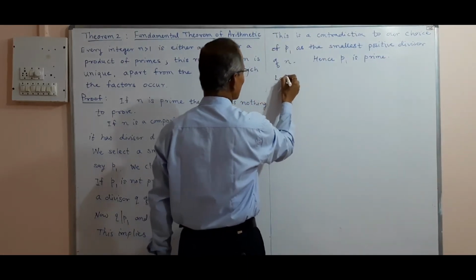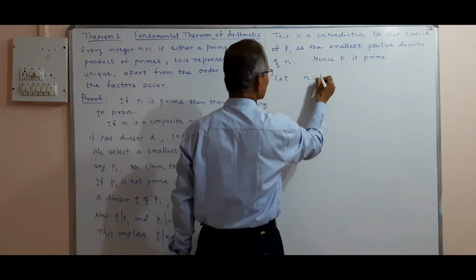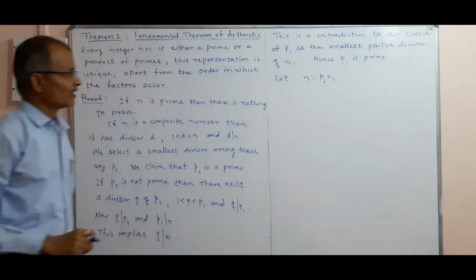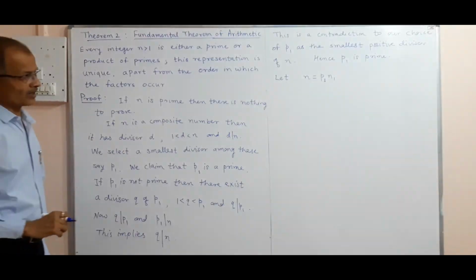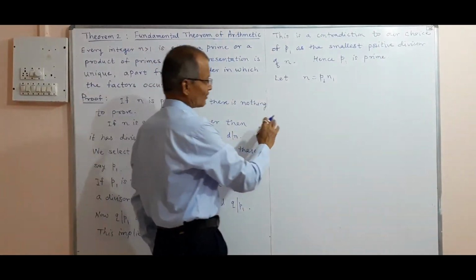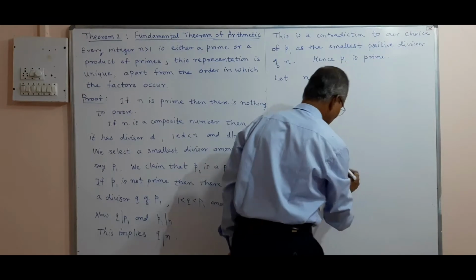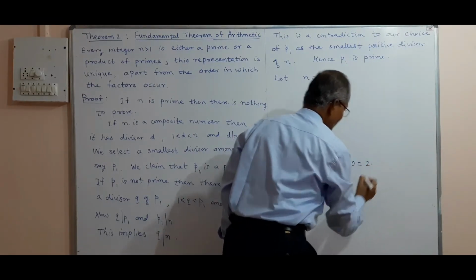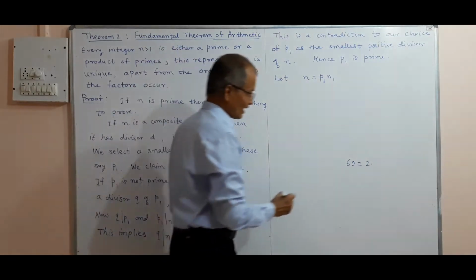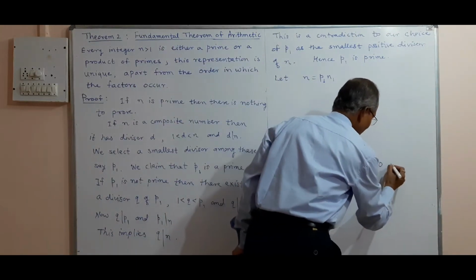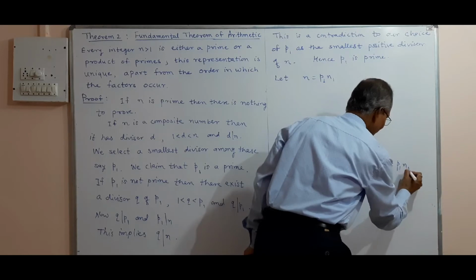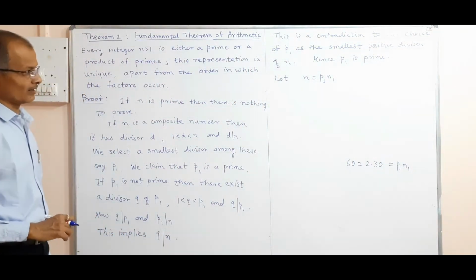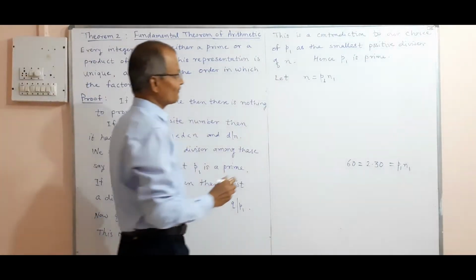Now P1 is a divisor of N, so therefore we can write N as P1 into N1. Let N equal P1 into N1. What is the meaning of this? We considered the example of 60. 60 we have written as 2 into 30, which means P1 into N1. So the first factors we are considering for N are P1 into N1.